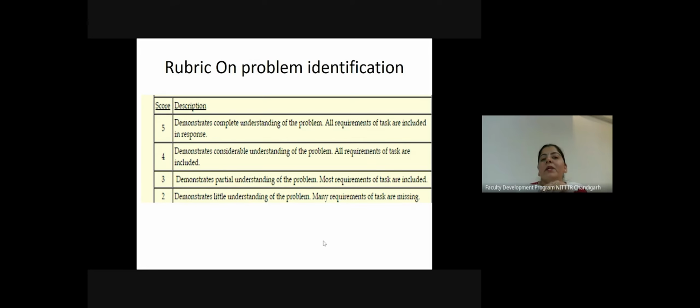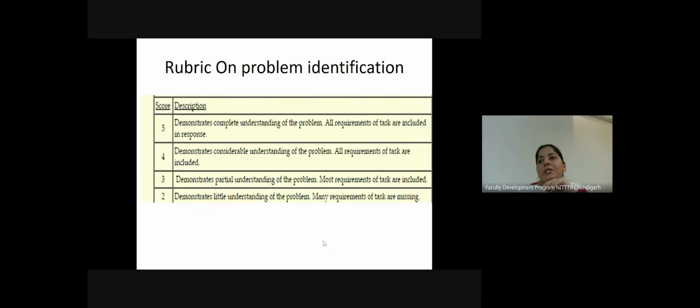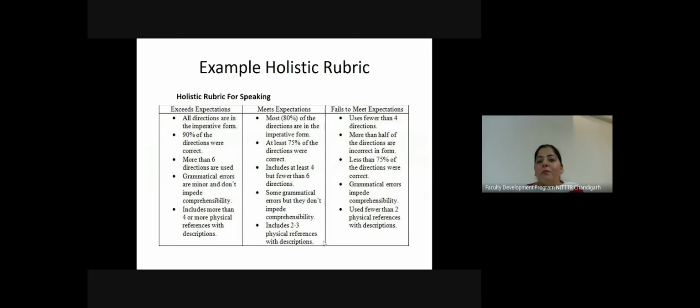सो हमने डिपार्टमेंट लेवल पे डिसाइड कर लिया, देयर विल बी अ स्टेप बाय स्टेप मार्किंग स्कीम फॉलोड बाय ऑल द फैकल्टी मेंबर सो दैट द सेम काइंड ऑफ इवैल्यूएशन इज कैरिड एट डिपार्टमेंटल लेवल. तो इसमें क्या कर दिया उन्होंने, डिमॉन्स्ट्रेट कंप्लीट अंडरस्टैंडिंग ऑफ द प्रॉब्लम, ऑल रिक्वायरमेंट ऑफ टास्क इंक्लूडेड इन रिस्पॉन्स, डिमॉन्स्ट्रेट कंसिडरेबल अंडरस्टैंडिंग, demonstrate partial understanding and demonstrate little understanding. तो हमने क्या कर दिया, step by step formation. Holistic kind of rubric में जब हम speaking की बात कर रहे थे, so we consider speaking as a single dimension and we developed evaluation criteria for the same.